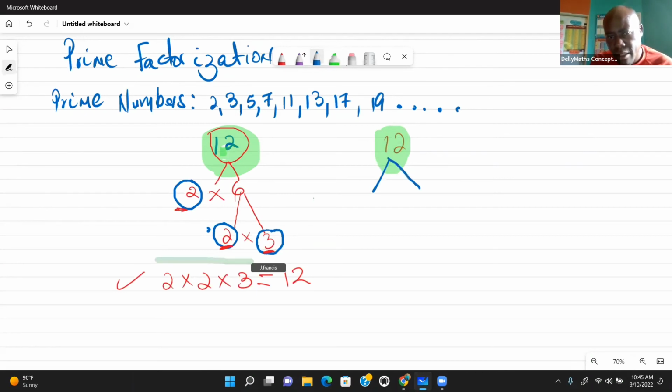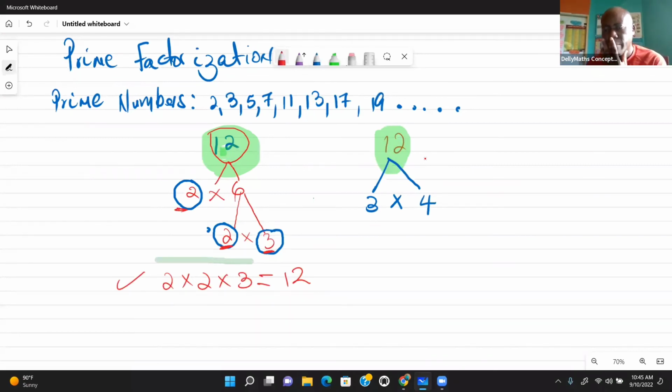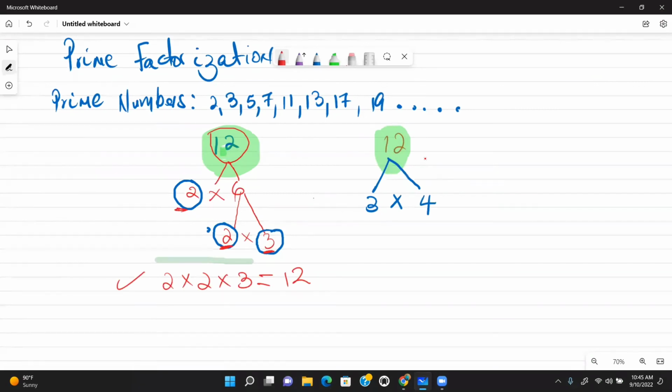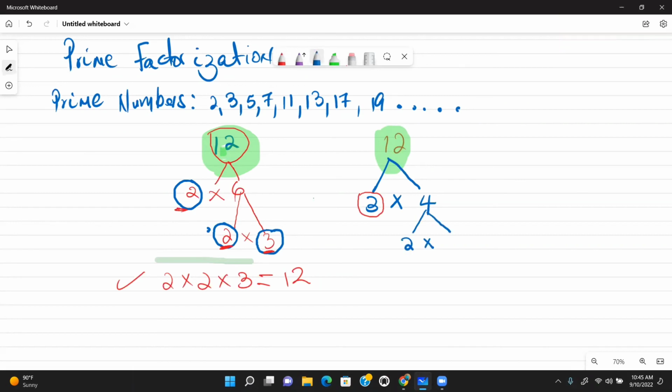And let us look at 3 times 4. Would you agree right now that 3 times 4 is 12? Now look at this. Do we have any prime number down here? Yes. What is the prime number? 3. Exactly. Because the 3 is a prime number, we're circling it because we can't break it down any further. But can we break down the 4? 2 times 2. Everybody agree?